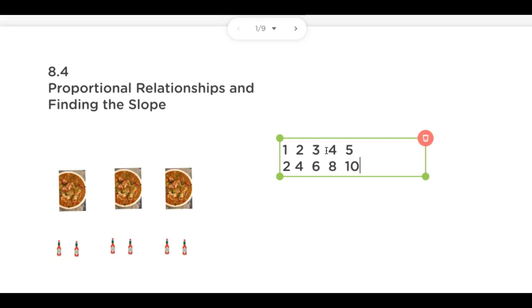Today, there's 2 parts to this lesson. I want to look at tables. First, I want to show you how to determine if a table is proportional or non-proportional. And then I have a follow-up lesson where I'm going to show you guys how to find the slope of a table. All right, let's get into it. This is so easy, so simple.